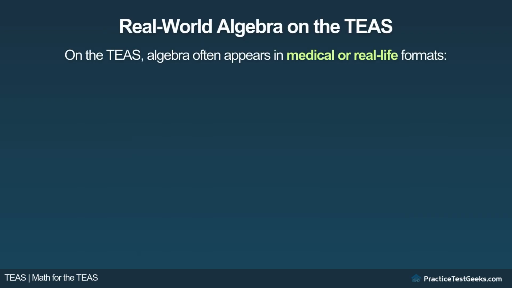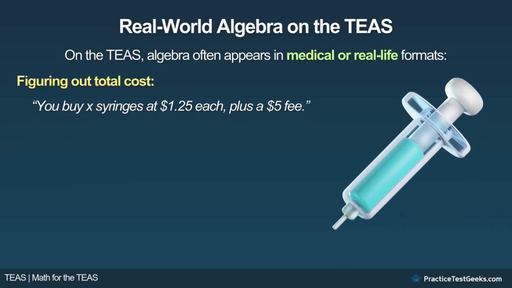Now let's explore how algebra is used in real life and medical scenarios, exactly the kind you'll see on the TEAS. Let's start with figuring out total cost. Say the question goes, you buy x syringes at $1.25 each, plus a $5 service fee. This becomes the equation. Total equals 1.25x plus 5.